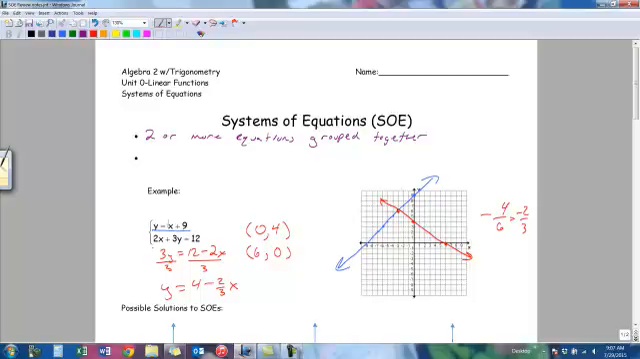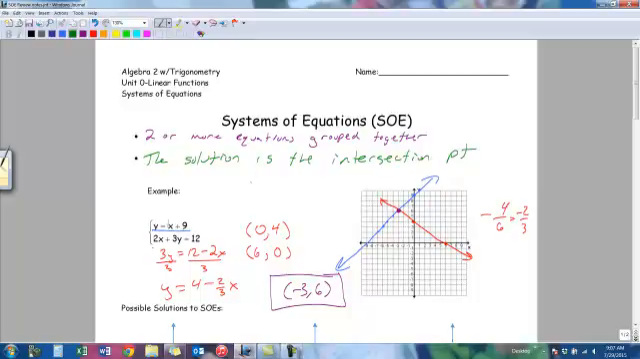Anyways, the solution is the intersection point. And the intersection point is the point negative 3, 6. So our solution here is negative 3, 6. And that's my second bullet point here. The solution is the intersection point. And we should write that as an ordered pair, unless it's a word problem, which we'll talk about later. Anyway, so that's the gist of a system of equations, two or more equations grouped together. The solution is the intersection point.